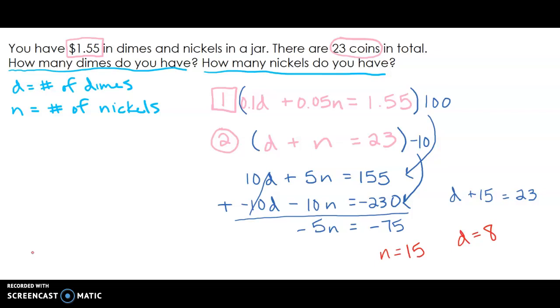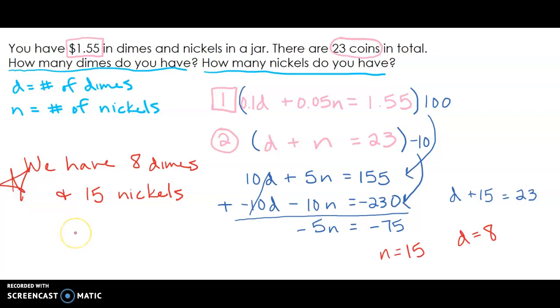And so we can say d equals 8, and d is the number of dimes, so we have 8 dimes and 15 nickels. And this is going to be our answer.